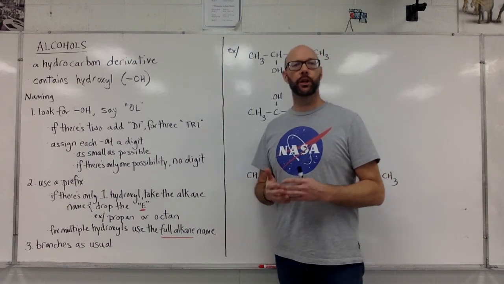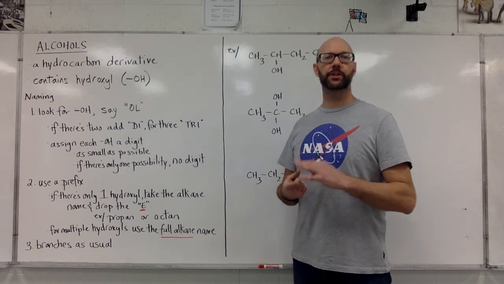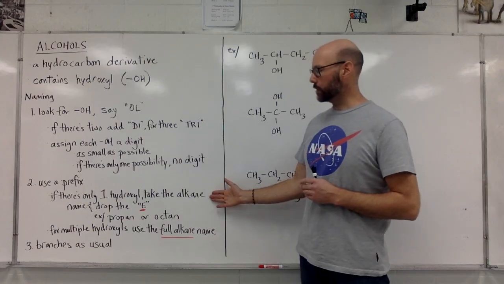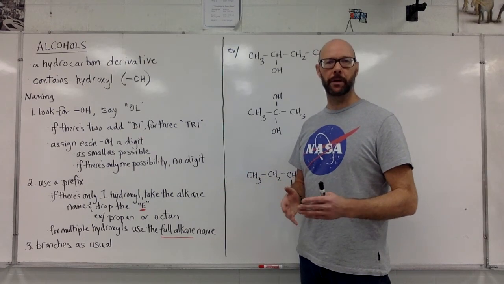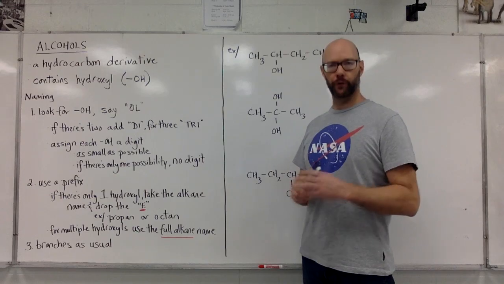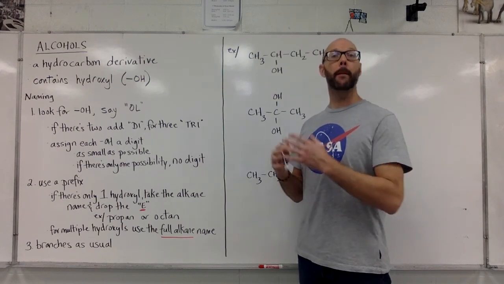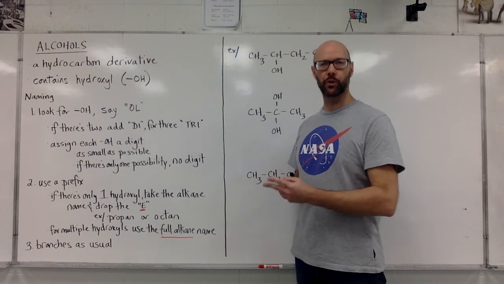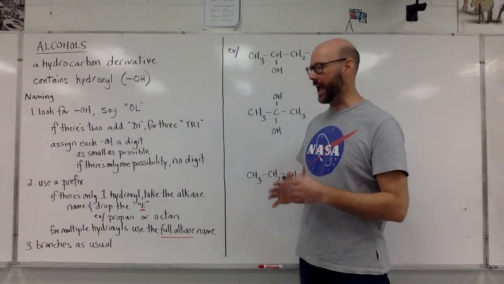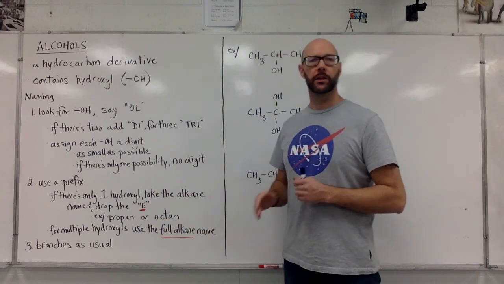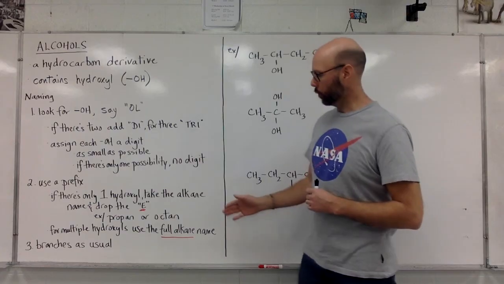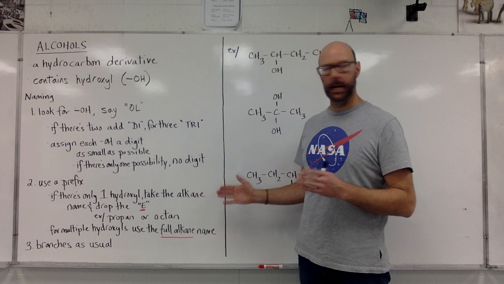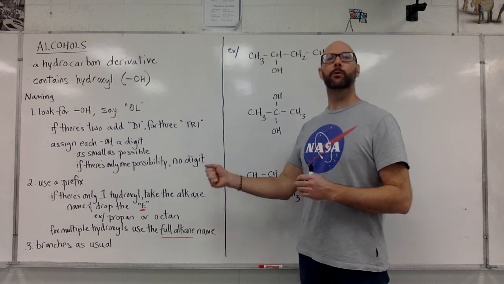For the longest chain, we're going to use a prefix, our traditional ones, meth, eth, prop, etc. However, if there's one hydroxyl, we're going to use the alkane name and just take the E off. So if the longest chain had one carbon, it would be not methane, but take the E off, methan. Not ethane for two carbons in the chain, take the E off, ethan. Or if there was three carbons, the longest chain would be called propan. Or say there were 8 carbons, octan. Name the longest chain like it was an alkane, but remove the E.